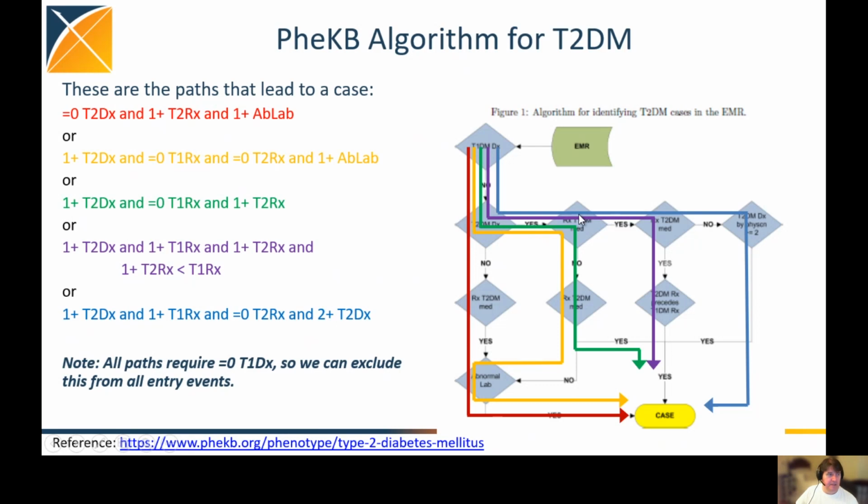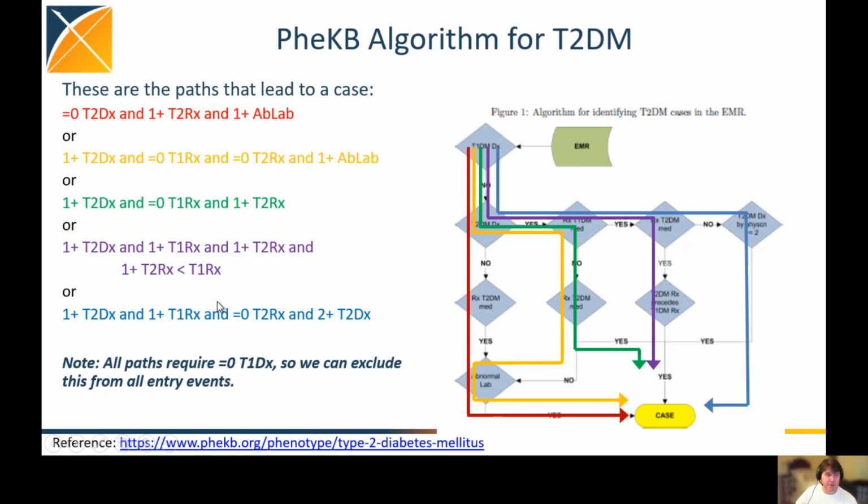The purple is at least 1 type 2 diagnosis, at least 1 type 1 treatment, at least 1 type 2 treatment, and then the type 2 treatment precedes the type 1 treatment. And that will be a case. And then finally, our last path is at least 1 type 2 diagnosis, at least 1 type 1 treatment, no type 2 treatment, and then at least 2 diagnosis codes of type 2 diabetes. And that will be a case.